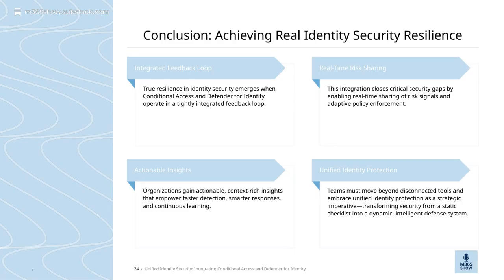And the heart of this approach is the integrated feedback loop. When Conditional Access and Defender for Identity work together in a tightly connected cycle, true resilience emerges. It's this ongoing, smart interaction that keeps our identity security robust, adaptable, and ready to face tomorrow's threats.